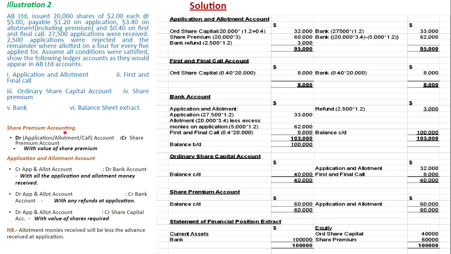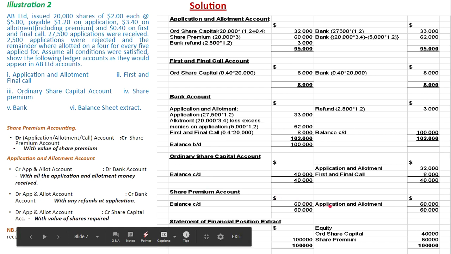Next, accounting note, share premium accounting. We simply debit application and allotment account and credit share premium account with the value of share premium. Already in the application and allotment account, we are told $3 is the value of the premium. So 20,000 multiplied by 3 will give us 60,000. In the share premium account, double entry on the credit side, application and allotment, 60,000.